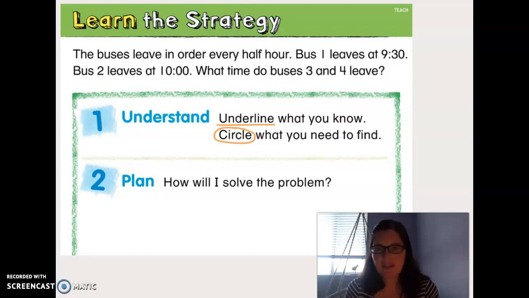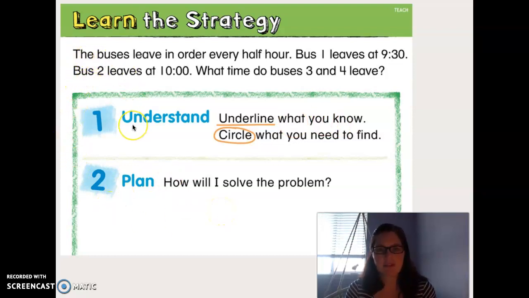Hello, today our lesson is about a strategy for problem solving. The strategy is finding a pattern. So when you see a pattern, you can use that information to help you answer the problems. So let's look at this one. This is showing us what we're going to do. First of all, we're going to find our information, we're going to figure out what we're going to do to solve, and then we're going to solve it.